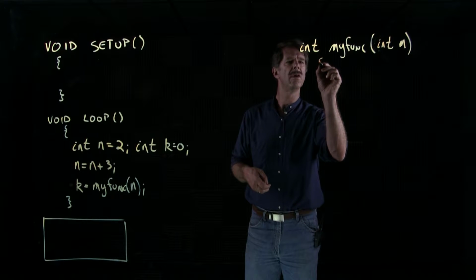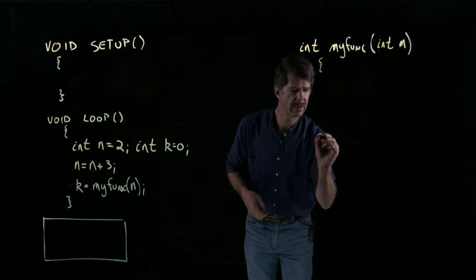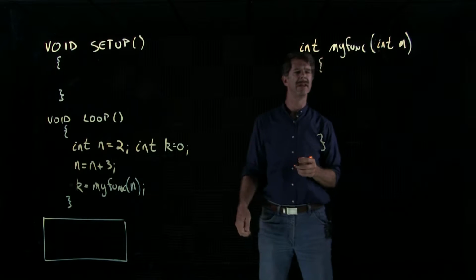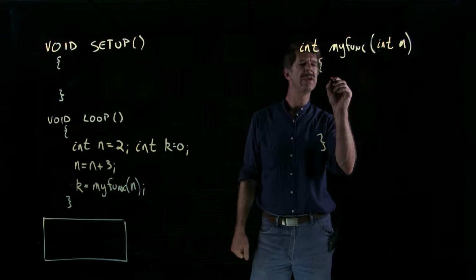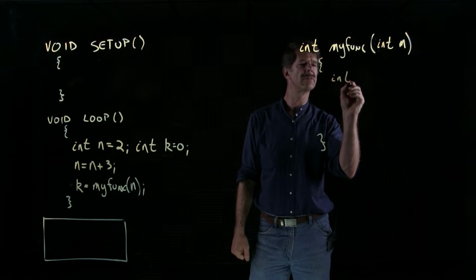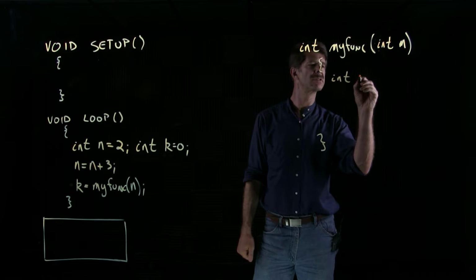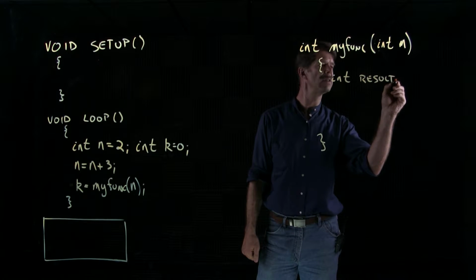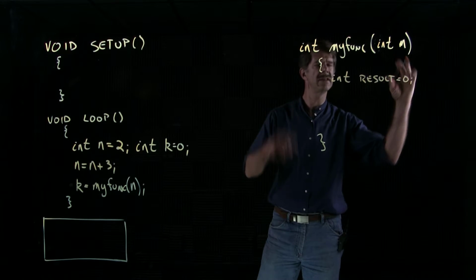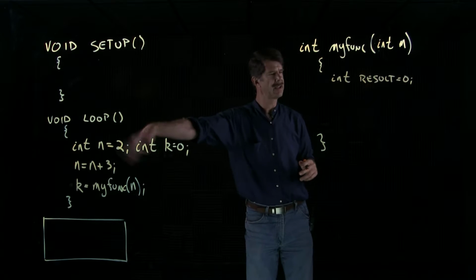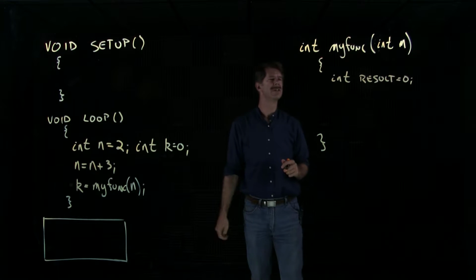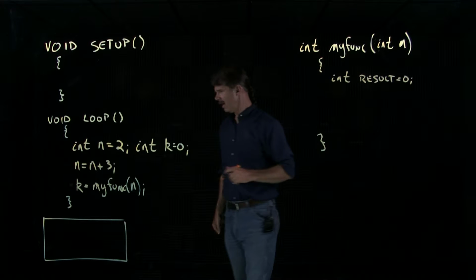You always put your code in curly braces. That tells it where the function begins and ends. Maybe we have some internal variables like results. This variable only exists inside this function. You couldn't find it or access it out here, and that allows you to keep these calculations compartmentalized.